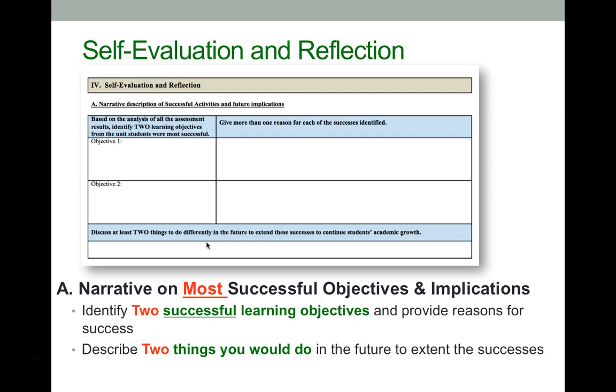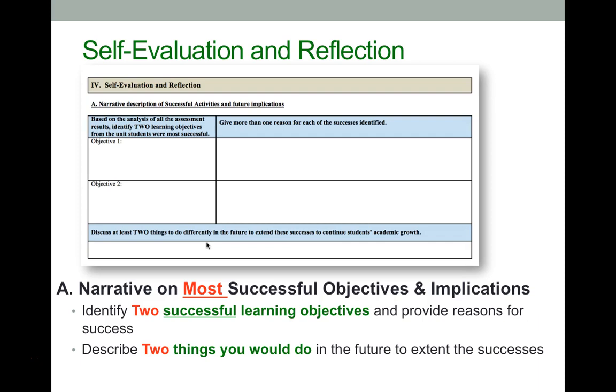So looking at the first section in our fourth section, part A, you're going to provide sort of a narrative description of two of the objectives that you felt were learned, and give at least a couple of reasons why you felt that those objectives were taught. And you can use data, you can use observation, you can use whatever you choose, but give us some reasons why one or two of the objectives were met. And then maybe two things that you would do in the future to make it even more successful.